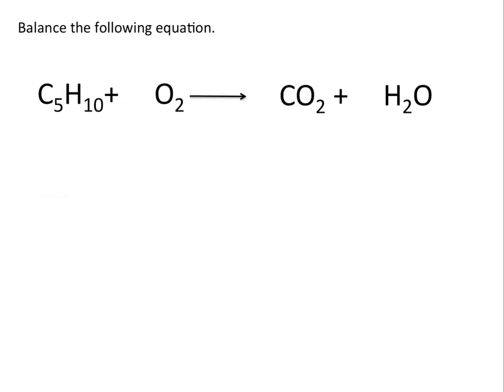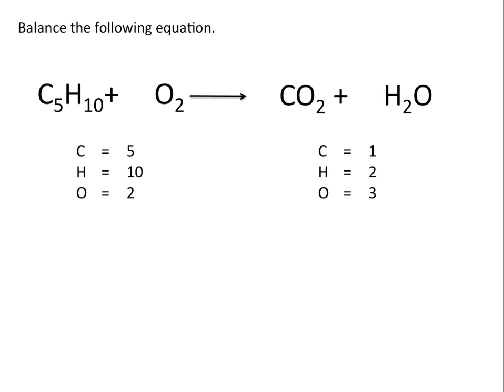Let's start by balancing the following equation. The first thing we need to do is to take an inventory of how many of each type of atom we have on the reactant side and the product side. On the reactant side, we have 5 carbon atoms, 10 hydrogen atoms, and 2 oxygen atoms. While on the product side, we have 1 carbon atom, 2 hydrogen atoms, and 3 oxygen atoms.